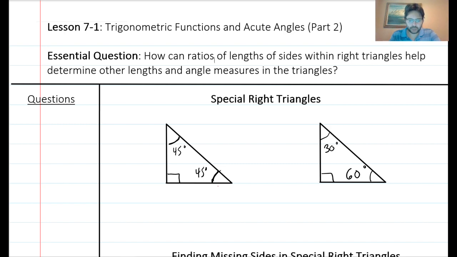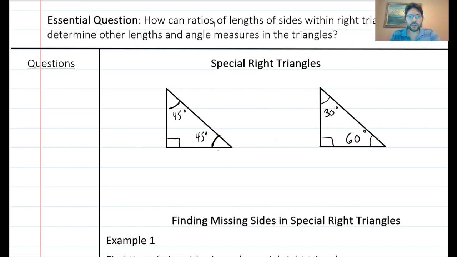So what are they? There are two special right triangles that we're going to be discussing. The first one is the 45, 45, 90 triangle. Go ahead and label that on here. And then the next one is the 30, 60, 90, or the 60, 30, 90 triangle. Doesn't really matter. These are the two special triangles.